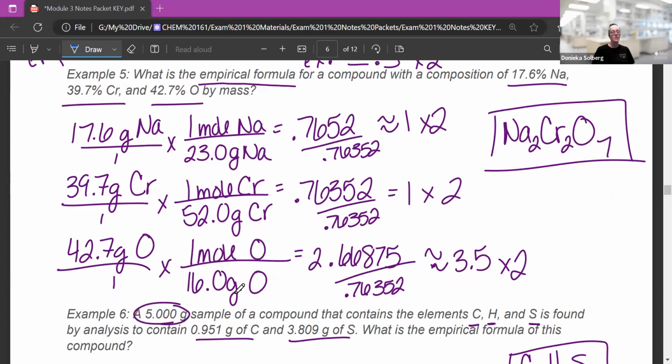Okay, now in example number 6, I would like you to try to do example number 6 by yourself. Notice I gave you grams to start with, not percentages. So just start with the grams numbers. And I also left out the hydrogen mass, but you should be able to calculate it because I'm giving you 5 grams of starting sample. And then I told you how much carbon and how much sulfur. So the rest is hydrogen. Okay, so go ahead and give this a shot and see if you can get to the empirical formula.